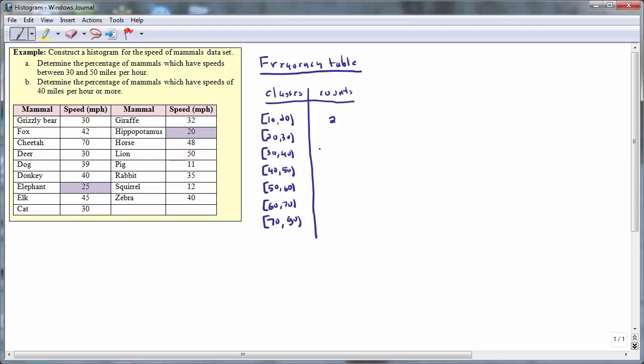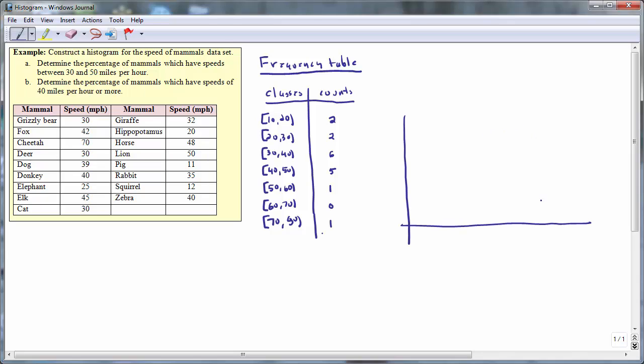I can then count up the animals that can run between 20 and 30 miles per hour, and there are, again, two animals. There are 6 animals that can run between 30 and 40, 5 animals that can run between 40 and 50, 1 animal between 50 and 60, no animals between 60 and 70, and 1 animal between 70 and 80.